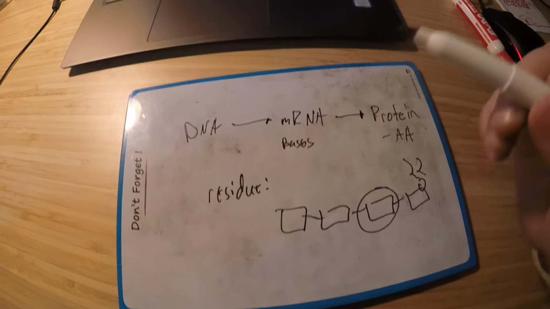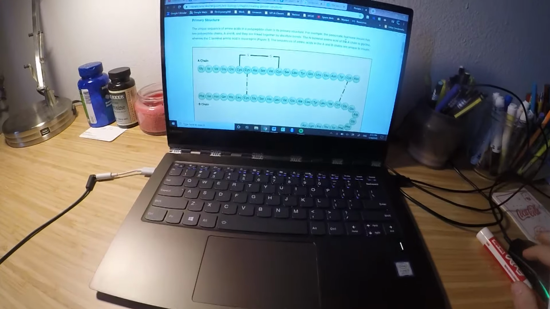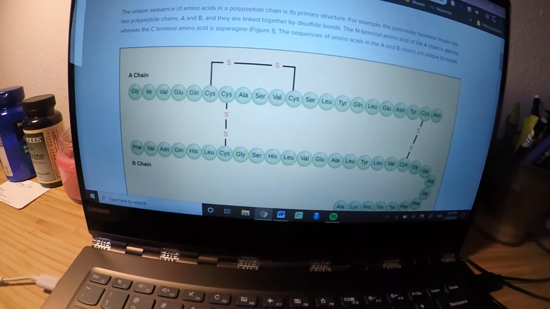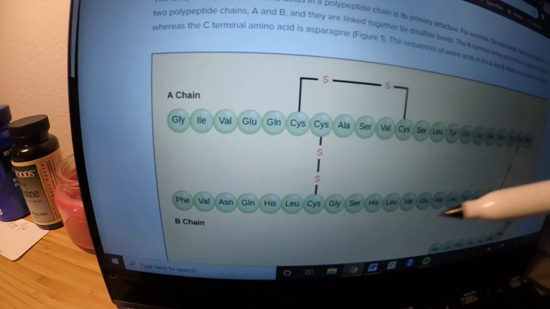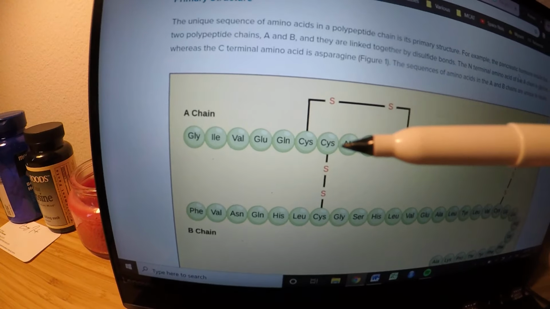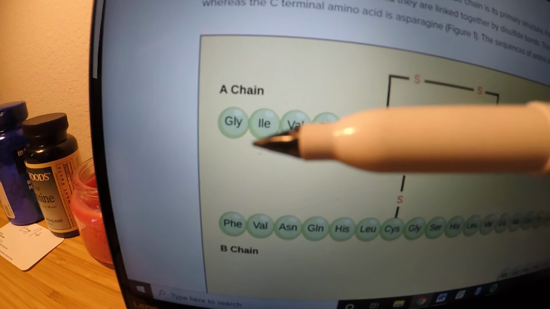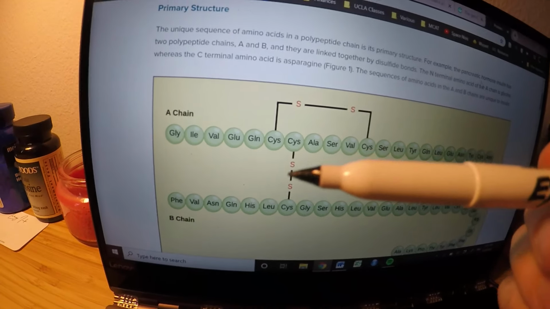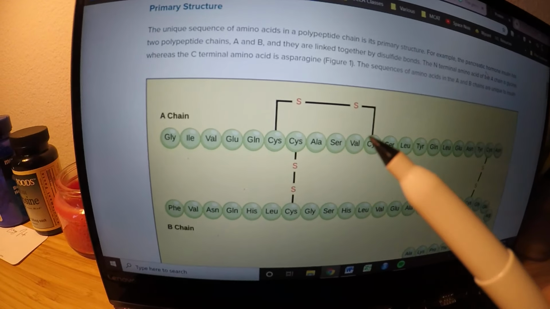So if we take all this and apply it to insulin, you've maybe heard of it for people that have diabetes. Insulin isn't really working properly. We can see here that this is a protein, right? This would be the sequence of amino acids, right? Glycine, isoleucine, and so on.